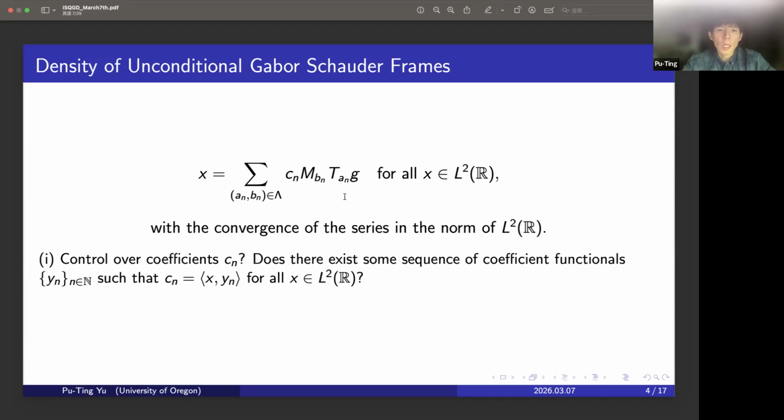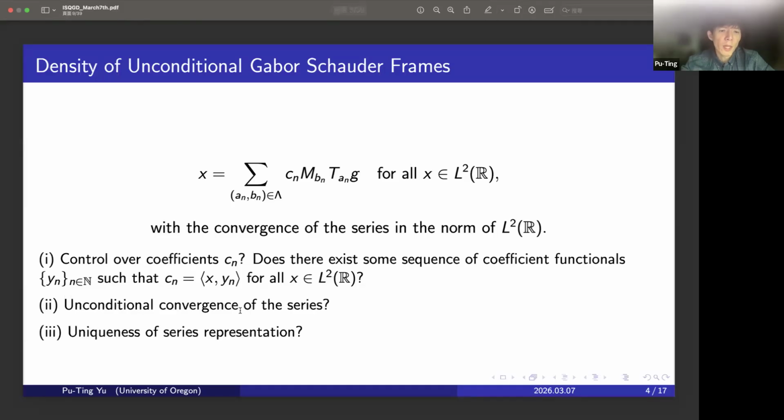Moreover, the convergence of the summation in this equality might be subject to the order of the summation, in the sense that you have to specify what kind of enumeration you are going to use for your Gabor system. Once you mess up the order of your summation, it is possible that you end up with divergence of the series. So is it possible to have some sort of unconditional convergence of the series in this equality? No matter how we permute the order of the summation, we still have convergence and they all converge to the same element.